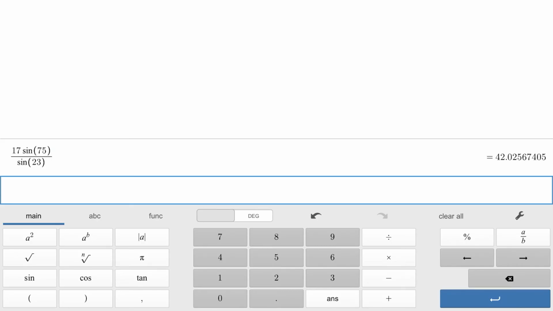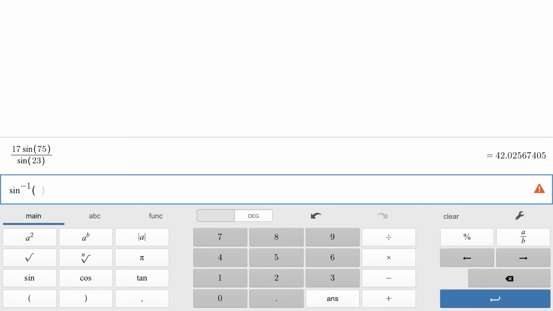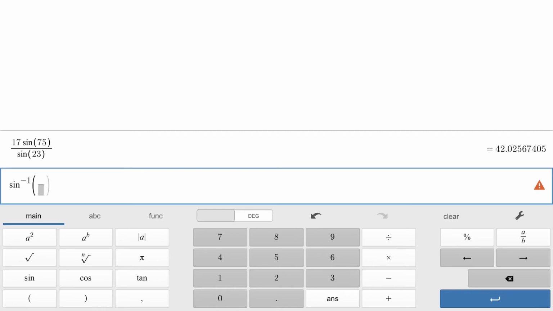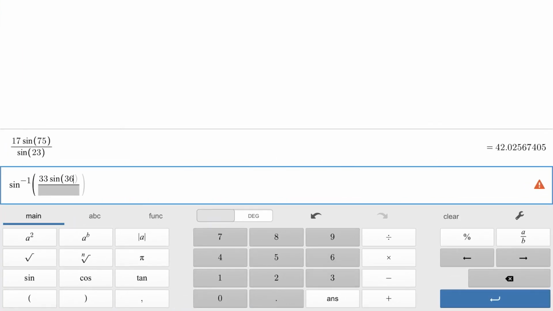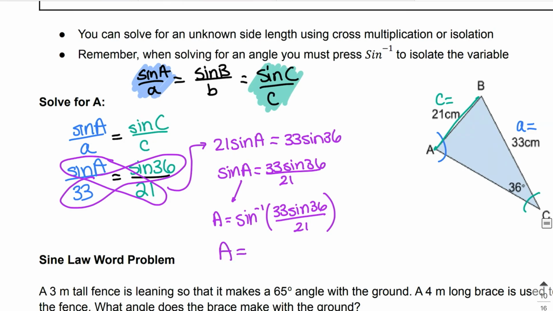So don't forget, you're going to go to function, inverse sine of, and the nice thing about Desmos is if you press the division key, it gives you the fraction right here. So I'm going to type in 33 times the sine of 36, and don't worry, in class I will show you how to do these in the classroom calculators, all over 21, and we end up getting 67 degrees. So this right here is going to be A is 67 degrees.